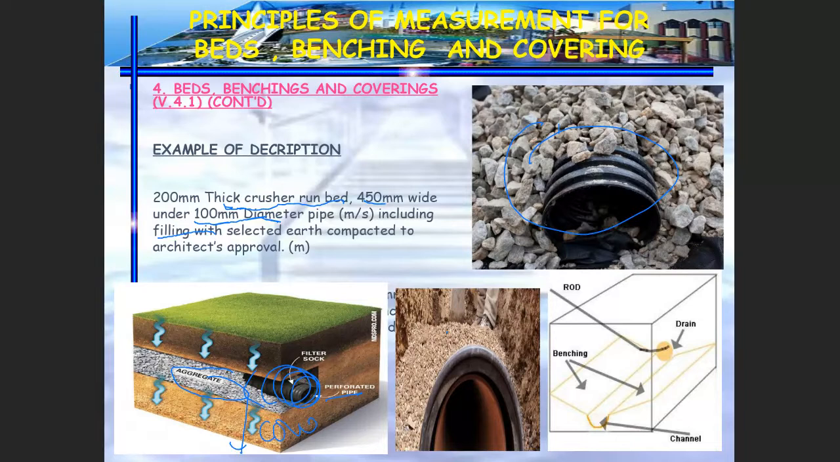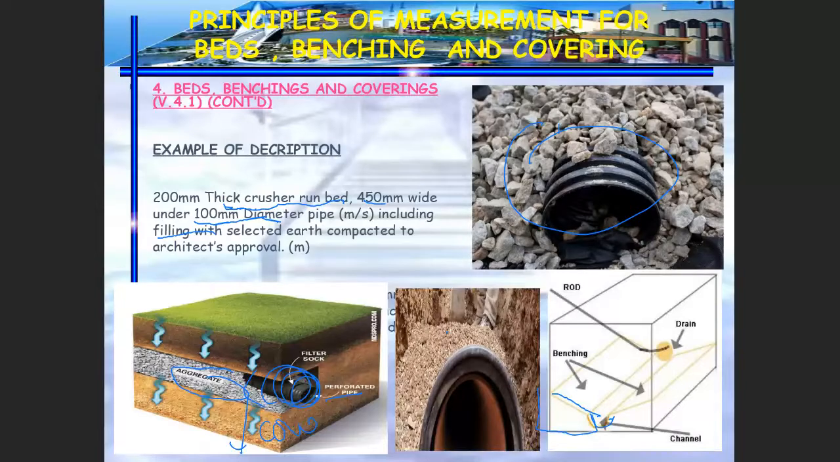Okay, so this is the example of the benching. This is your pipe, half round channel maybe, and this is benching. Benching is normally made from lightweight concrete. Okay, so under Section V, the items that you have to measure are basically, before we end the first part.